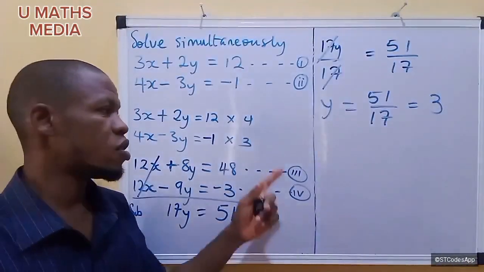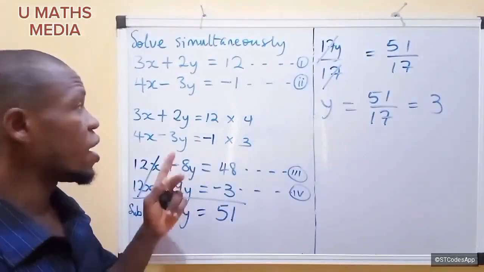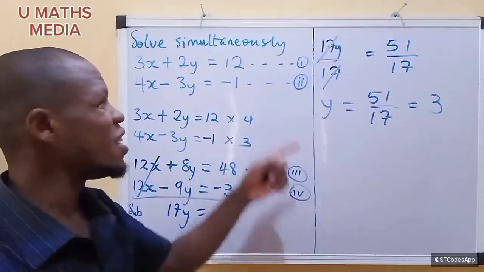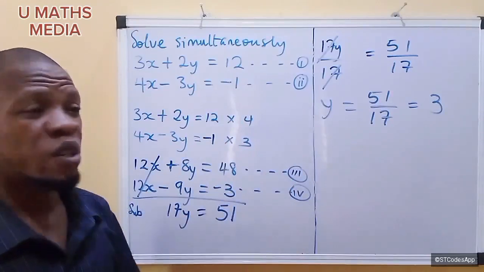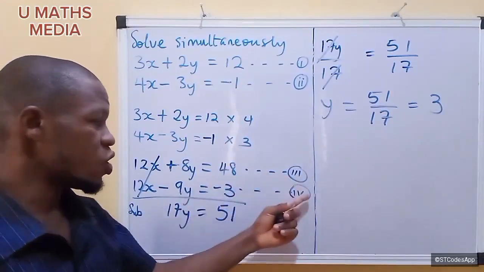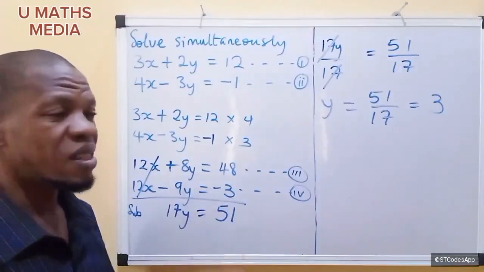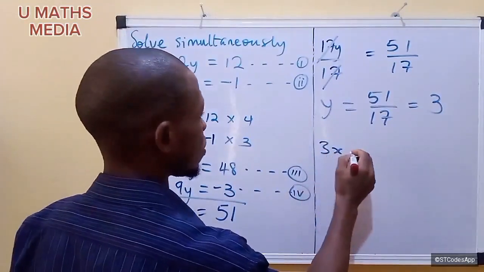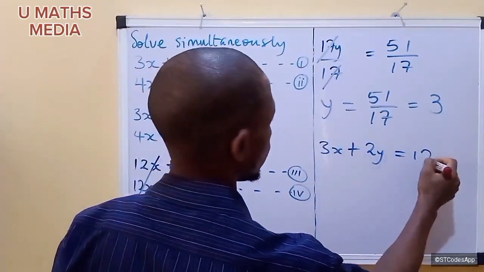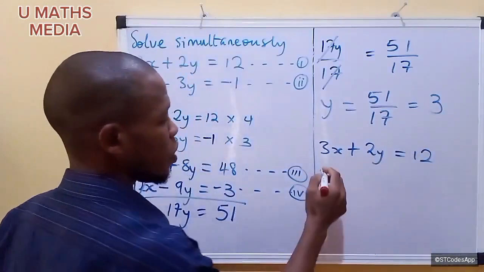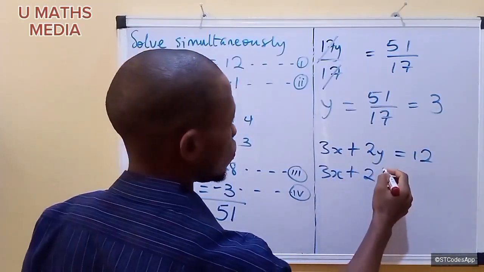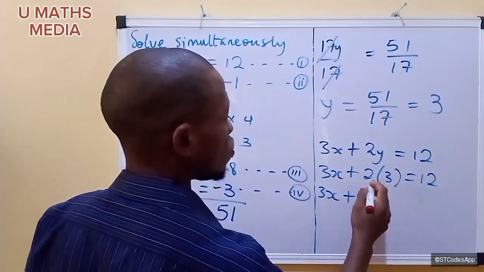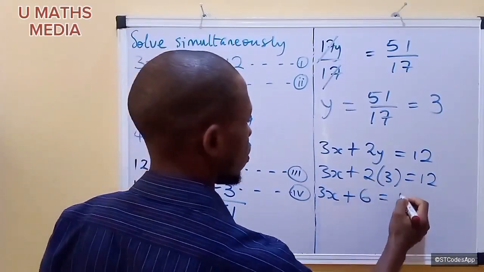Okay, now we've been able to get y to be 3. Remember, we are going to find two unknowns, x and y. We found y. Now for us to find x, we're going to substitute this value we got for y in any of the equations, whether it's equation 1 or equation 2. You can even substitute it in equation 3 or equation 4. Any of the equations, we will still get the same answer. But in this case, let's use equation 1. We have 3x plus 2y is equal to 12. So substituting y as 3, we have 3x plus 2 in bracket 3 equal to 12. So this is 3x plus 2 times 3, which is 6, equal to 12.